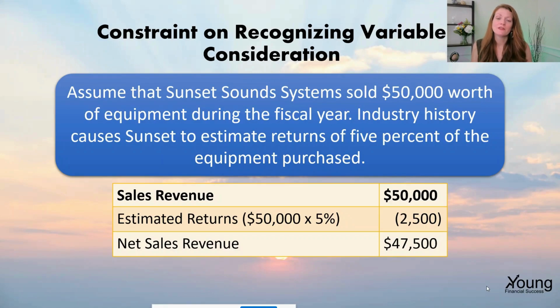But for this company, they're saying about 5% is what they estimate. So they're going to take the same accounting period that they earned that sales revenue and go ahead and show the 5% of revenue as their estimated returns. The difference between that would be their net sales revenue. That would be $47,500.